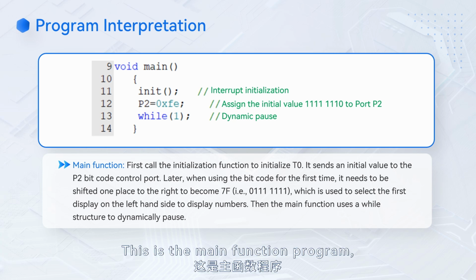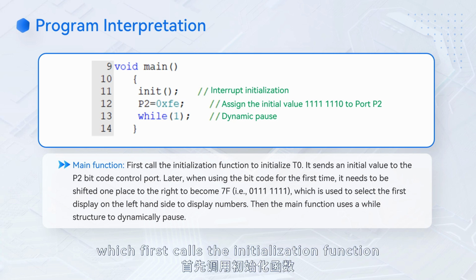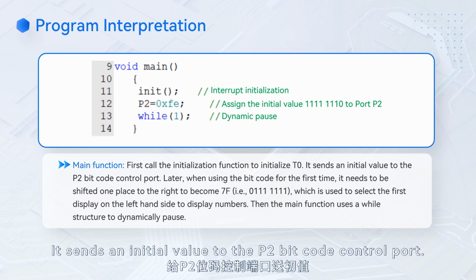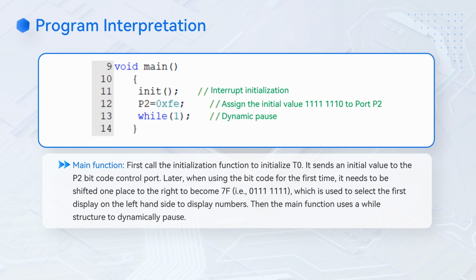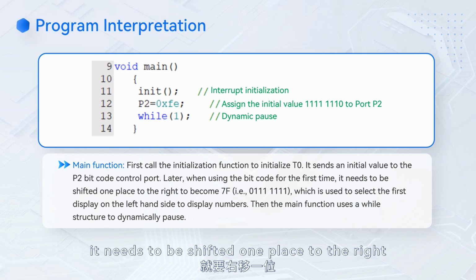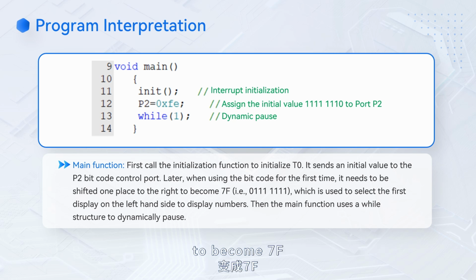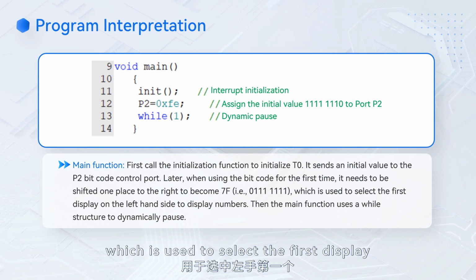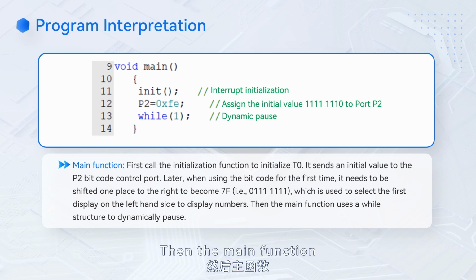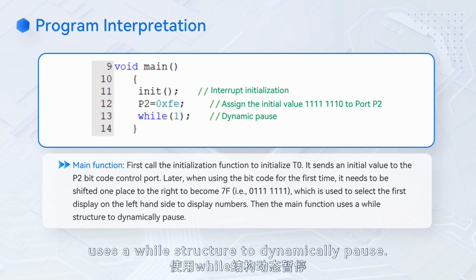This is the main function program, which first calls the initialization function to initialize T0. It sends an initial value to the P2 bit code control port. Later, when using the bit code for the first time, it needs to be shifted 1 place to the right to become 7F, that is, 01111111, which is used to select the first display on the left-hand side to display numbers. Then the main function uses a while structure to dynamically pause.